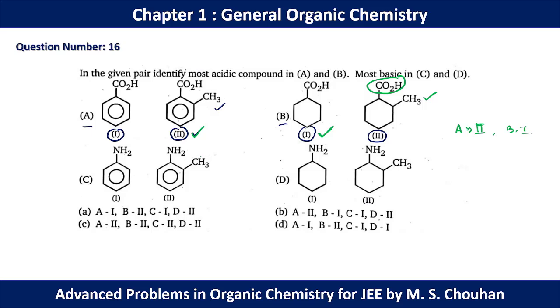Now, as we know, in the presence of the ortho effect, the basicity of aniline will decrease. So for the third option, molecule 1 will be most basic, and for option D, as the methyl group can show the plus I effect, which can increase the electron density over nitrogen, it will become more basic. So for option D, the second molecule is more basic. So for C we have 1 and for D we have 2, and for question number 16, option B should be the correct option.